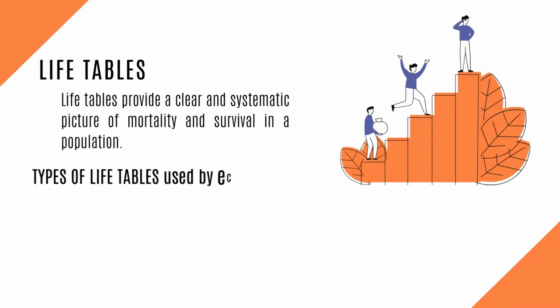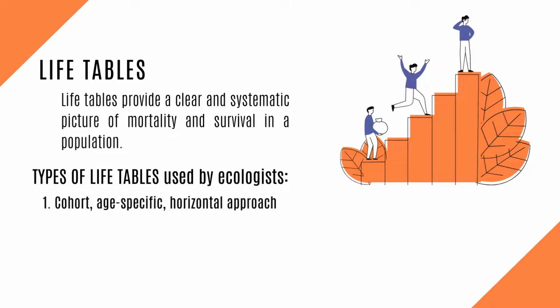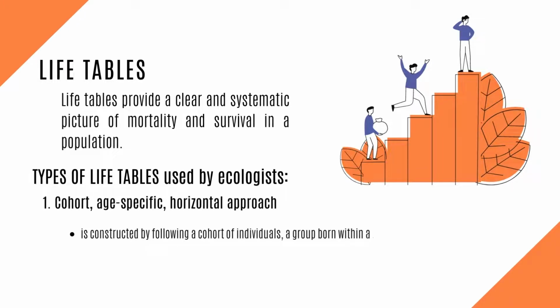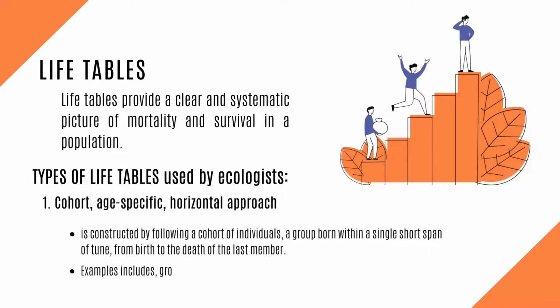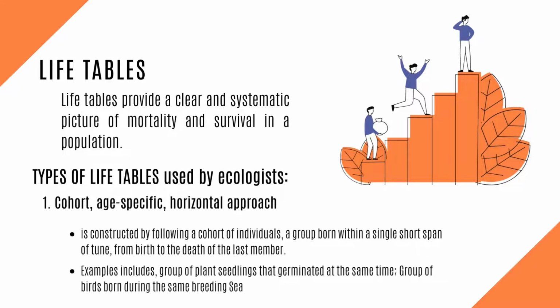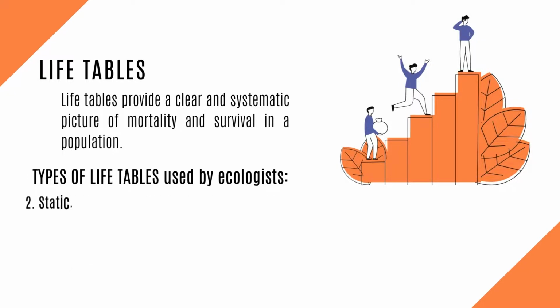There are also types of life tables used by ecologists. The first type is a cohort age-specific horizontal approach. It is constructed by following a cohort of individuals, a group born within a single short span of time, from birth to the death of the last member. Examples include group of plant seedlings that germinated at the same time, and group of birds born during the same breeding season. The second type is the static, current, type-specific vertical approach.